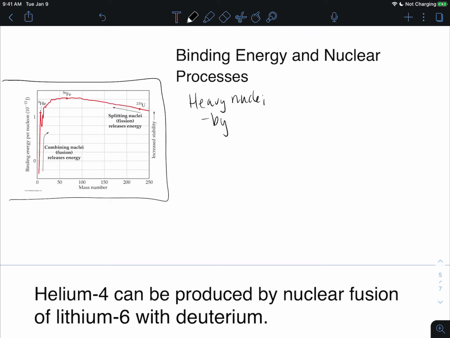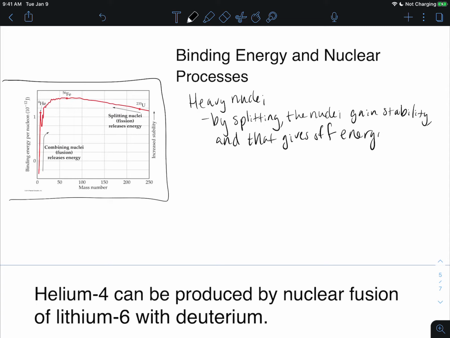So for instance, if we have heavy nuclei, if we split that apart, we're going to gain stability, and that's going to give off energy during that. So by splitting the nuclei, they gain stability, and that gives off energy. It's more energetically stable, it's much happier. This process of splitting the nuclei is called fission.